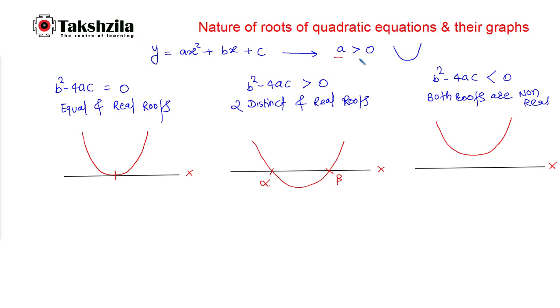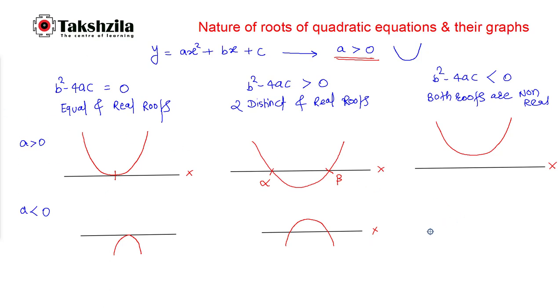Over here a is greater than 0, it means the parabola is upward. If a is less than 0, then over here the parabola is going to be like this. If b square minus 4ac is equal to 0, the parabola touches the x-axis at one point. If b square minus 4ac is greater than 0, then there are going to be two distinct and real roots. In that case, the parabola is going to be like this. It will intersect the x-axis at two different points.